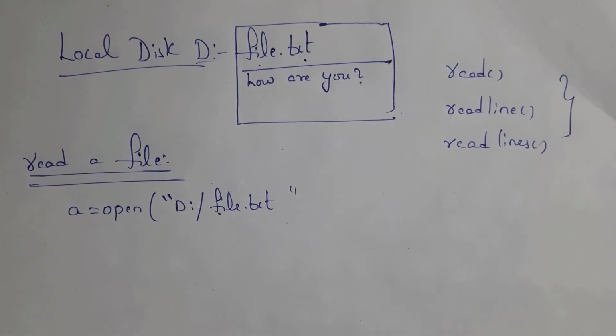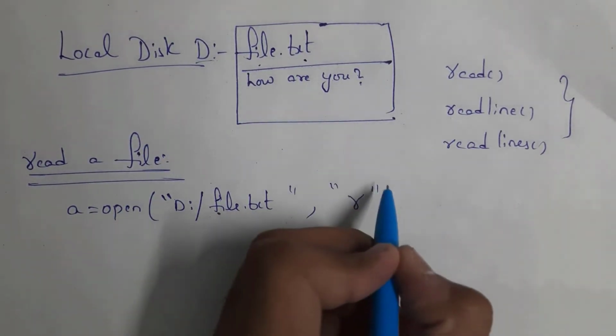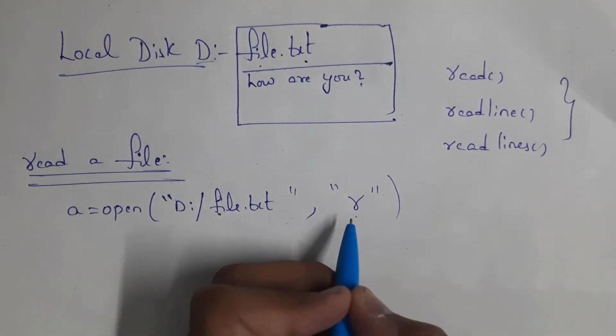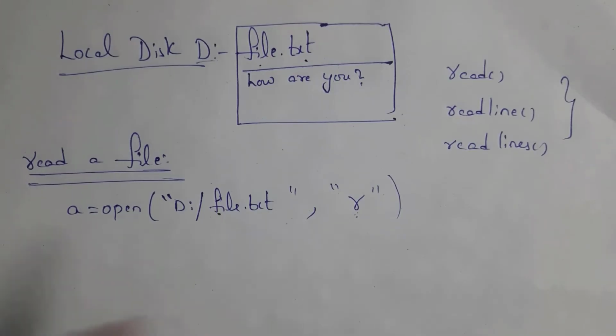Quotations close, comma. I want to read the file, so you need to open this file in read mode. Don't use write mode here. If you want to read a file, you need to use read mode, and if you want to add any text, then you need to use write mode. Here if you use write mode, it will display an error. So don't use write mode here.